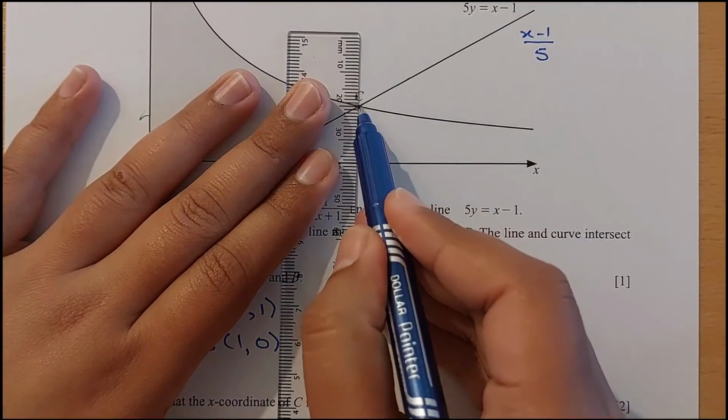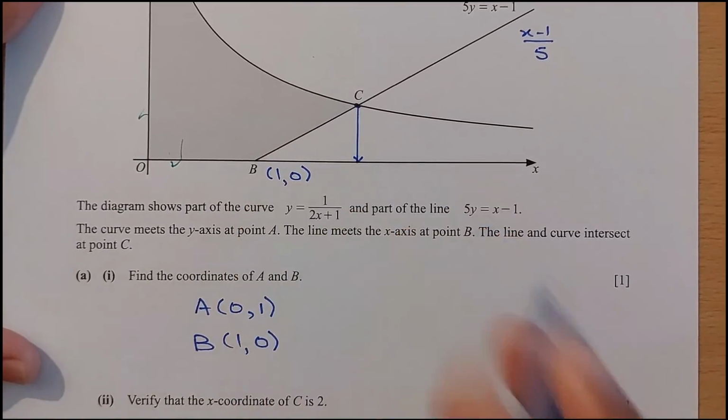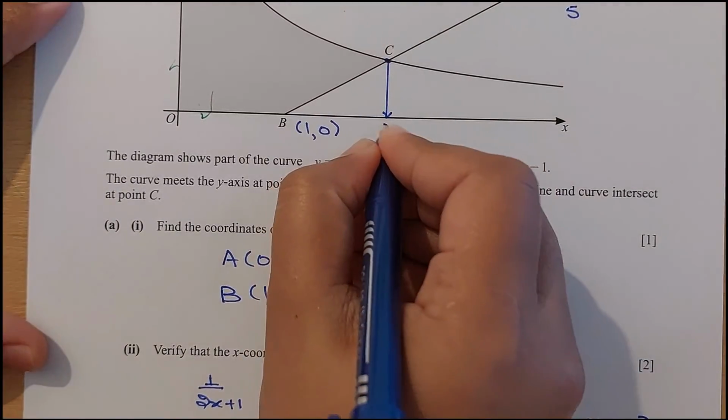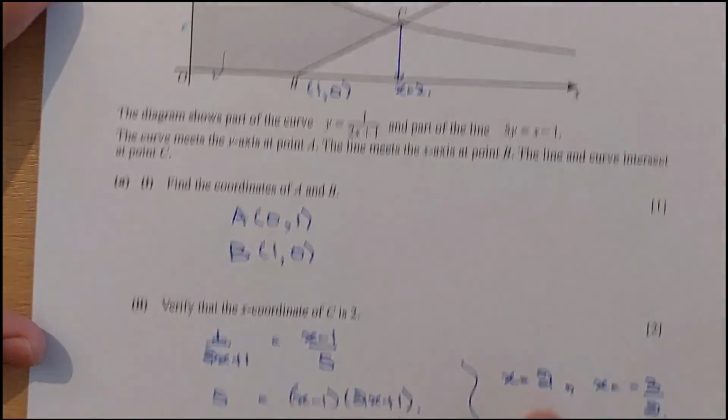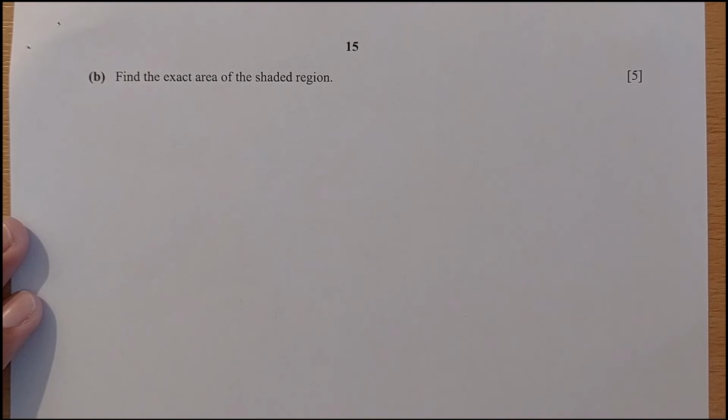So this must be positive, not negative. We are not taking negative 3 by 2. We can take x equals 2. So here x is equal to 2. Now we have verified that the x coordinate of C is 2.